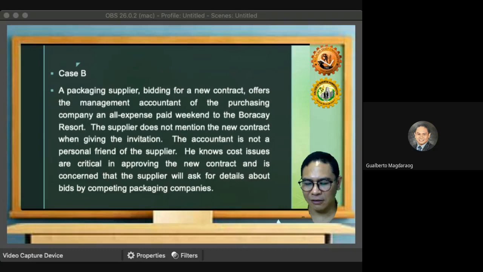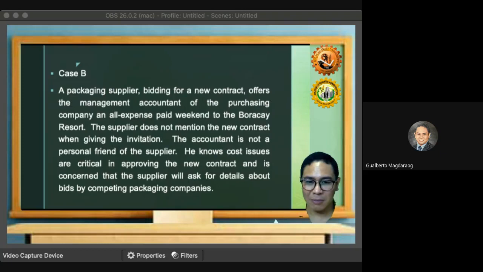mapipili nila. Of course, the bidders, they don't know how much is the bids of their competitors or other suppliers. Basta magbibigay ka lang ng bid mo, naka-close yun, hindi nila alam kung magkano yung bid ng kabila o ng supplier kasi ang pipiliin ng company is the lowest cost. And the only person who knows how much is the cost of this project is the management accountant.